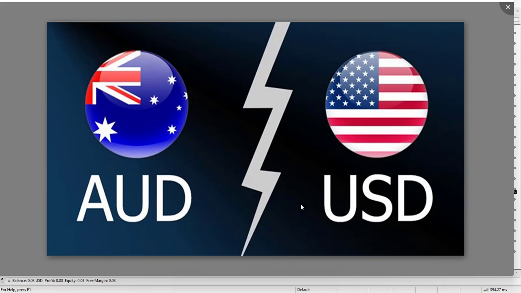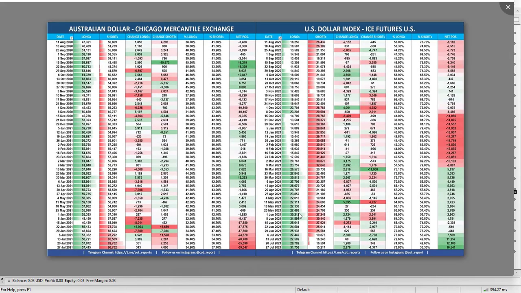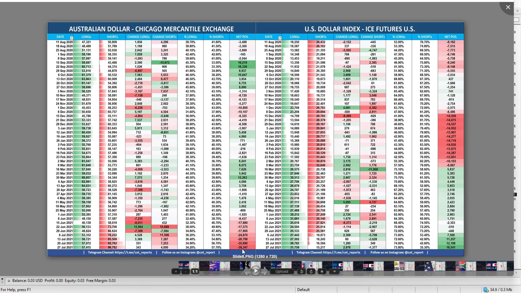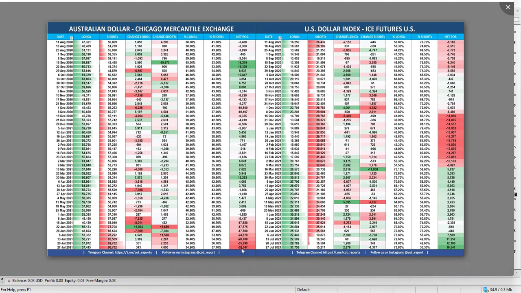AUD USD. We're starting to see that the Australian dollar is also very weak, and as you can see, the net positions are growing on the bearish moves. They moved from 92 from the week of the 20th to the previous week, and they're starting to grow, meaning the big banks are dropping this pair while they are increasing their longs on the dollar index, on USD.